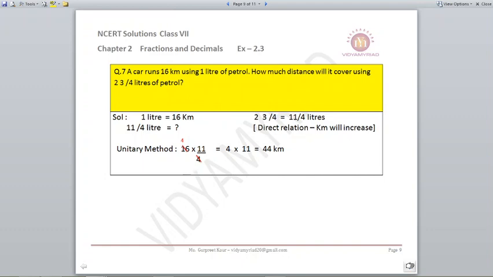It's a direct relation. So I can simply do 16 multiplied by 11/4. 16 and 4 are divisible. 4 into 11 is 44 kilometers of distance he can cover using 11/4 liters of petrol.